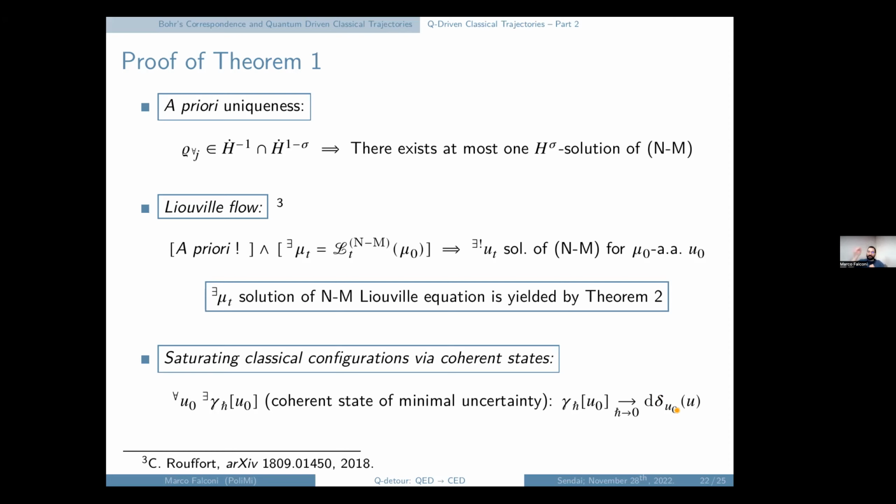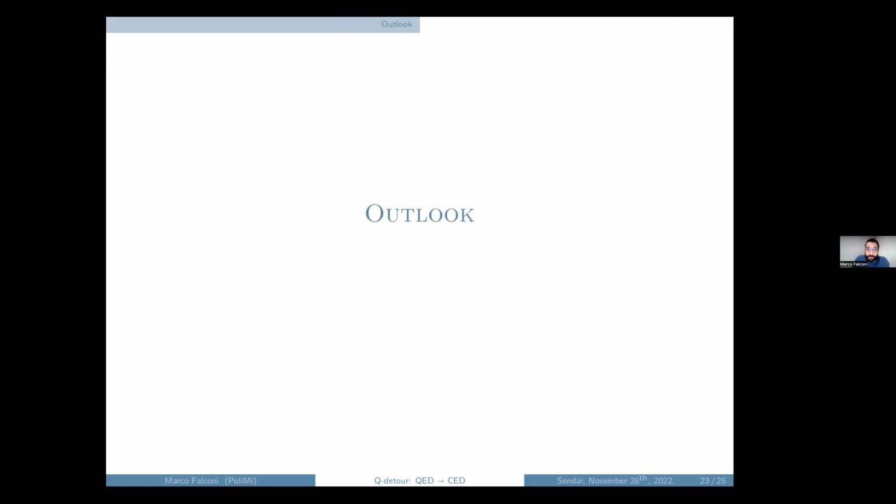So we can saturate with delta measures the whole phase space, and following this delta measure by the Liouville equation, we will have a flow that arrives to another measure concentrated in a single point that will be our UT. And since these measures are clearly of measure 1 in U0, we can really saturate all possible initial conditions and indeed prove the global well-posedness that we wanted. So this concludes the proof of Theorem 1.